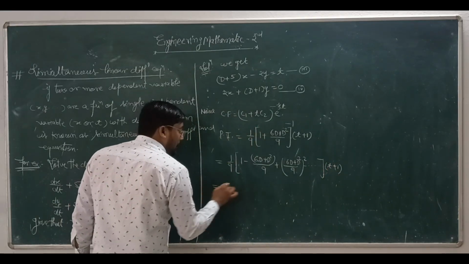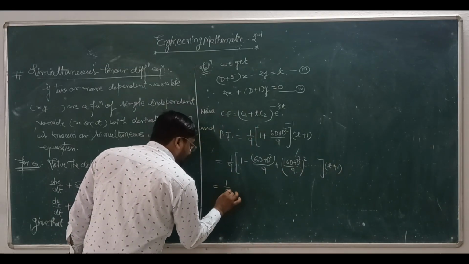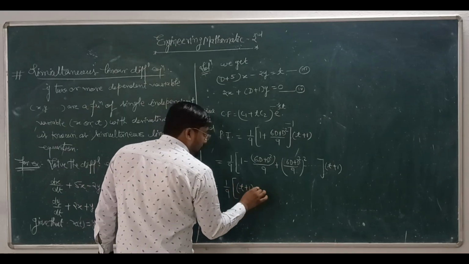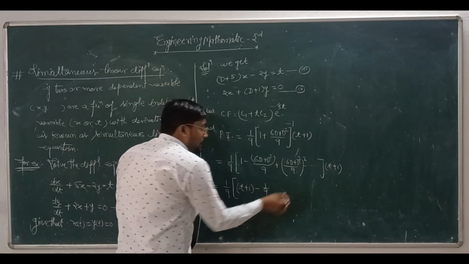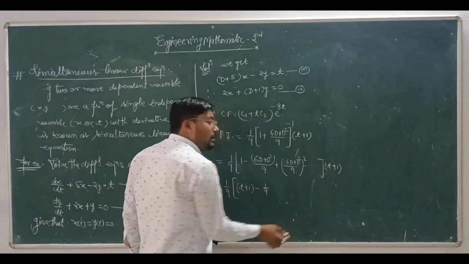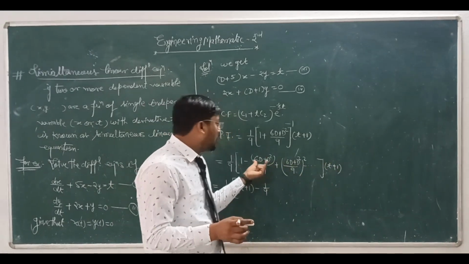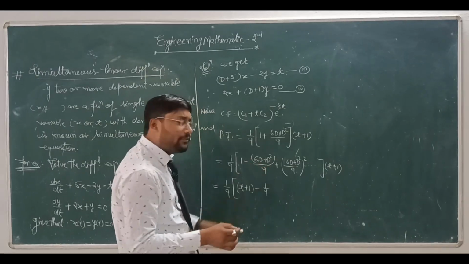Now you can multiply (t plus 1). You can write 1 by 9 (t plus 1) minus 1 by 9. Differentiate this function; this is only a single function, like t to the power n. The derivative of t is equal to 1. Now you have to differentiate with 1 times of this function.